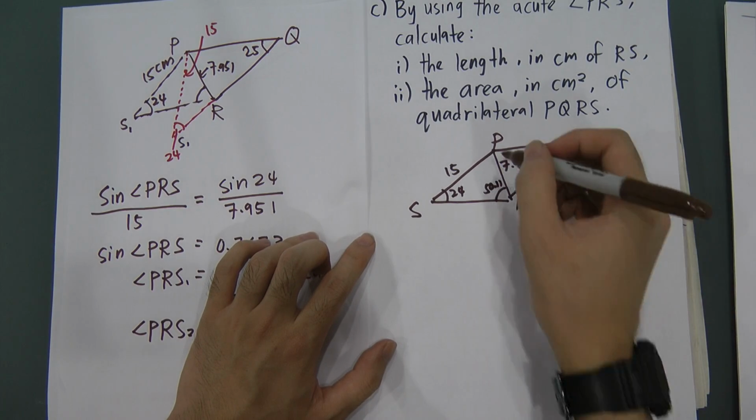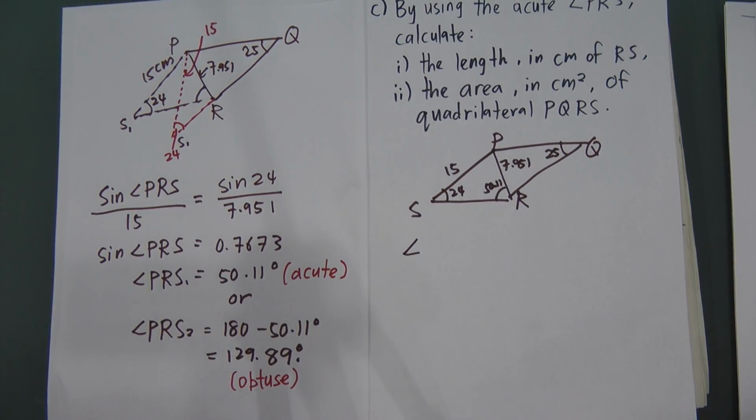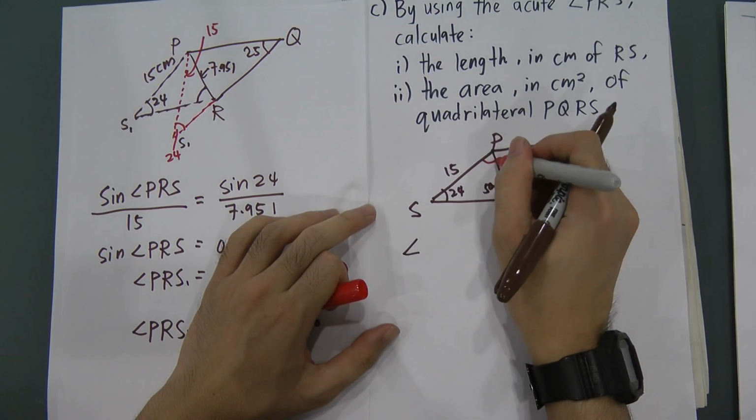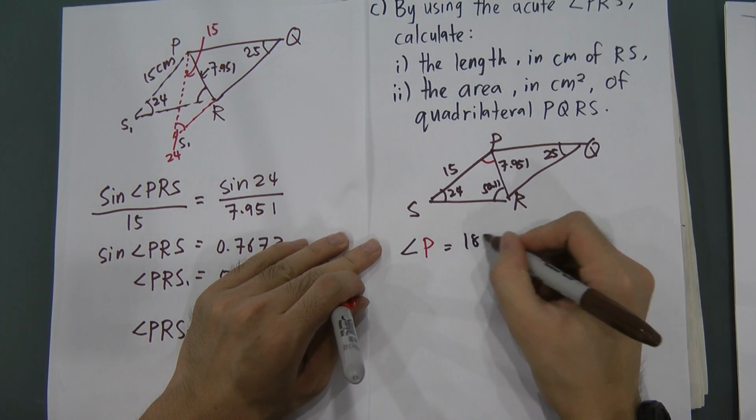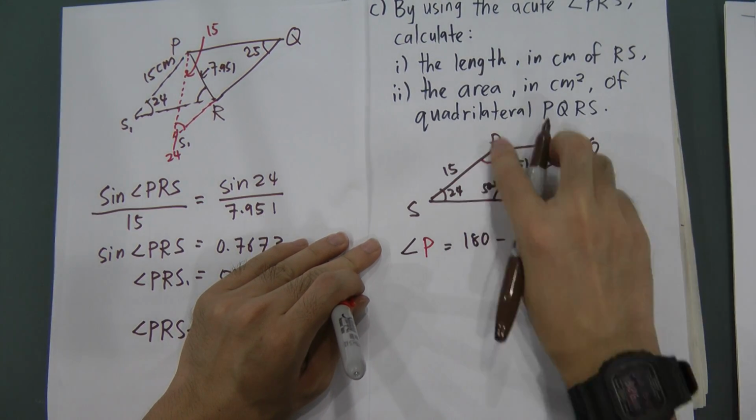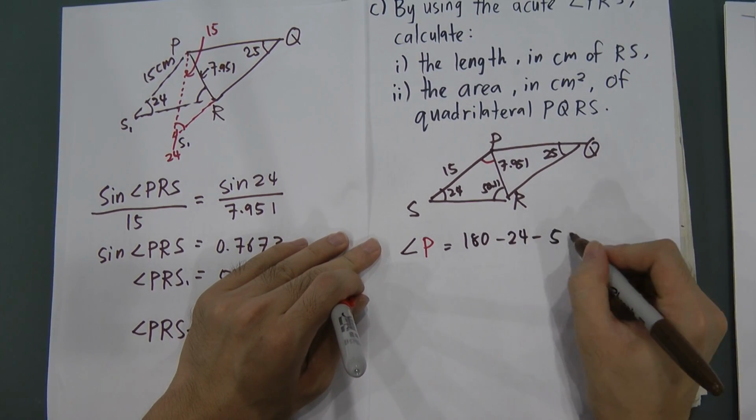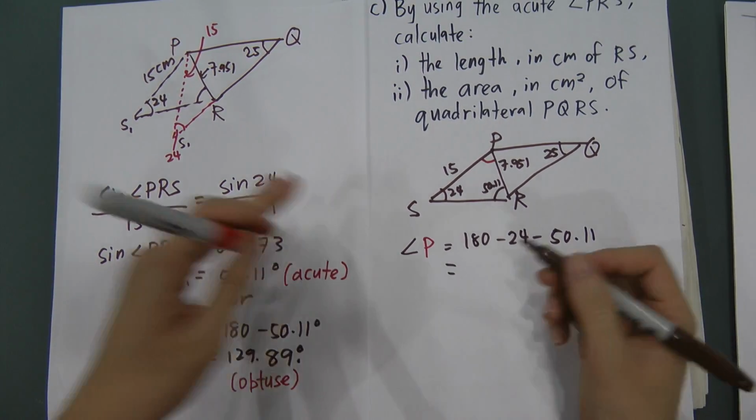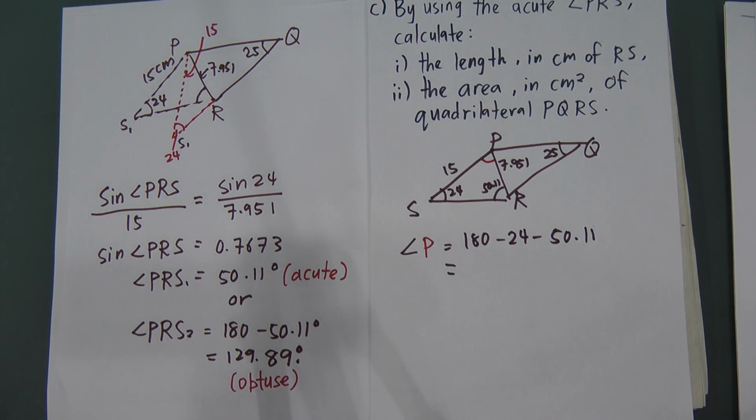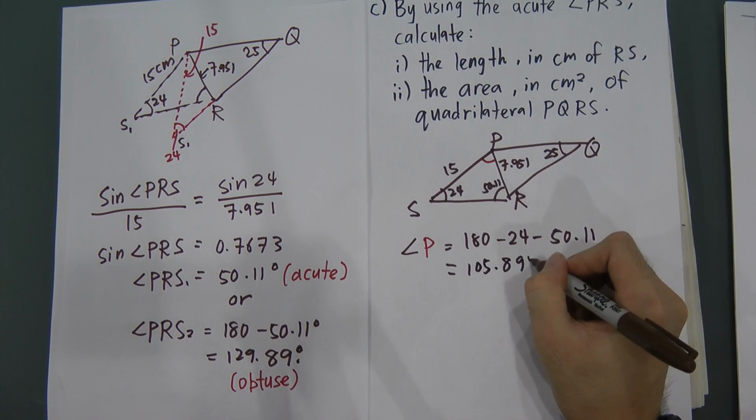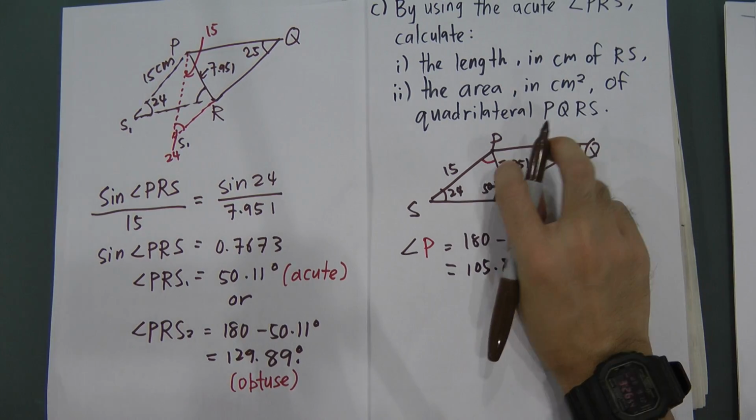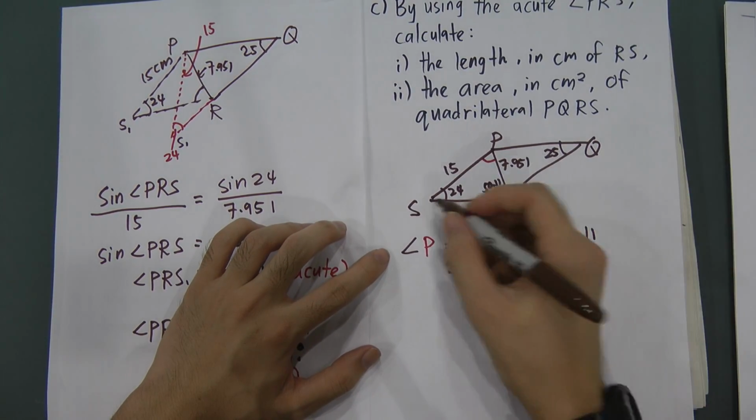So in order to use the sine rule, we find this angle first. You have to find what is the angle P here. Angle P will equal 180 minus these two angles, because in one triangle we got 180, minus 24 minus 50.11. After that, what answer we will have is 105.89. Means the 105.89 angle is here. So since we got this angle, we can easily find RS.